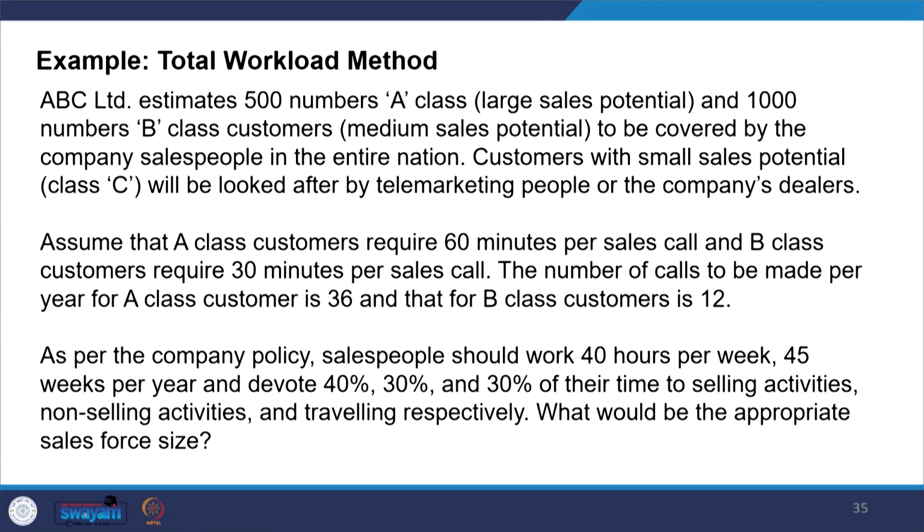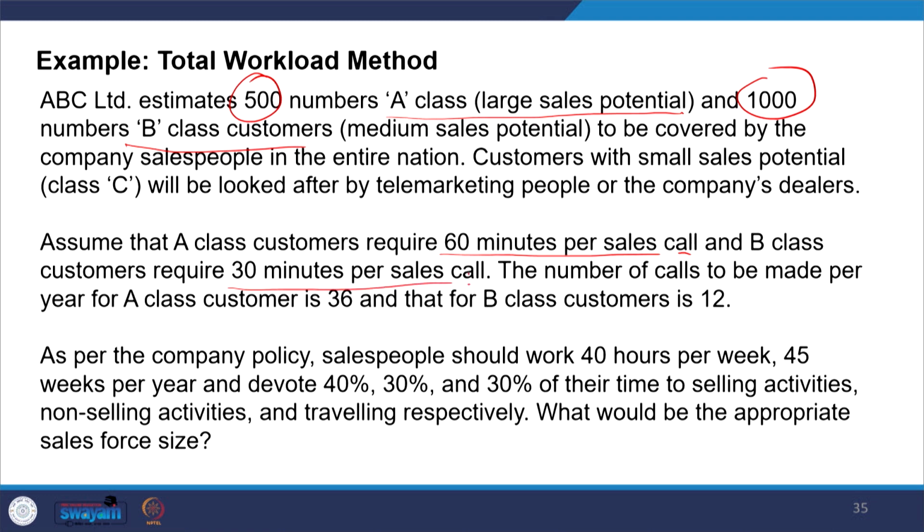ABC Limited estimates 500 A class customers, that means large potential companies. There are 1000 mid sized or B class customers, and customers with small sales potential will be looked after by telemarketing of the company's dealers, right. In this case, assume that A class customers require 60 minutes per sales call, and B class customers require 30 minutes per sales call.